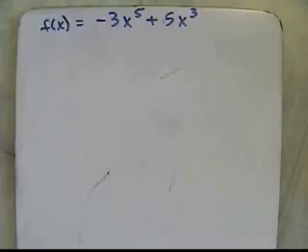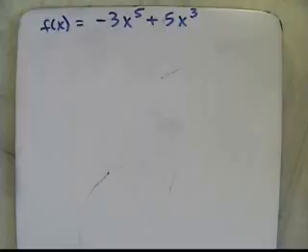But anyways, if I were to just roughly look at this graph, I should be able to ballpark this just by looking at it. Looks like I have increasing from negative infinity to negative 1, decreasing, increasing from negative 1 to 0, increasing from 0 to 1, and then decreasing from 1 to infinity.